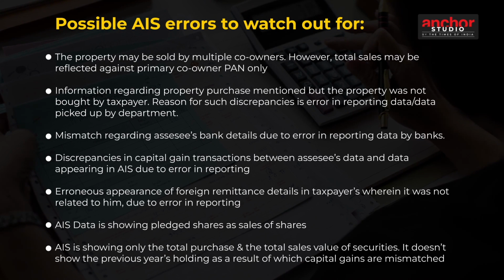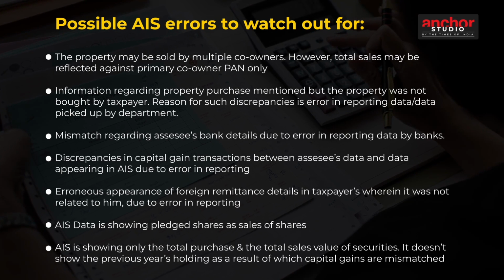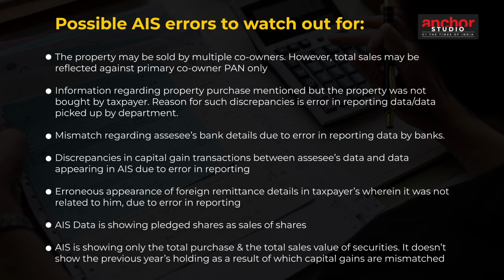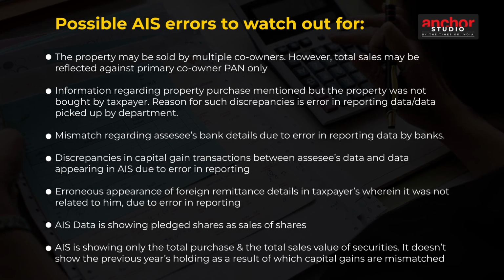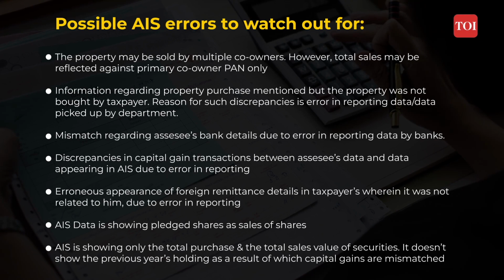Similarly, AIS also captures the capital gain transactions. So whatever shares or mutual funds you have sold during the year, the AIS will calculate the capital gain on all the transactions. And then the government will source that data from your depository participant. So if you have a demat account with ICICI Direct, it will share the data with the government.